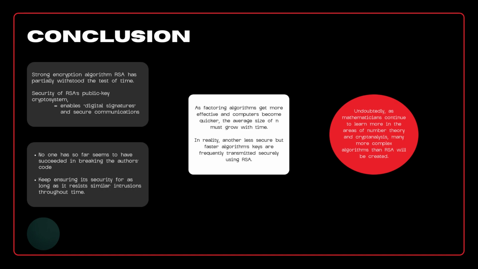The sole candidate for a trapdoor one-way permutation at the time appeared to be the RSA encryption mechanism. As factoring algorithms get more effective and computers become quicker, the average size of n must grow with time. In reality, keys for other less secure but faster algorithms are frequently transmitted securely using RSA. Undoubtedly, as mathematicians continue to learn more in the areas of number theory and cryptanalysis, many more complex algorithms than RSA will be created.